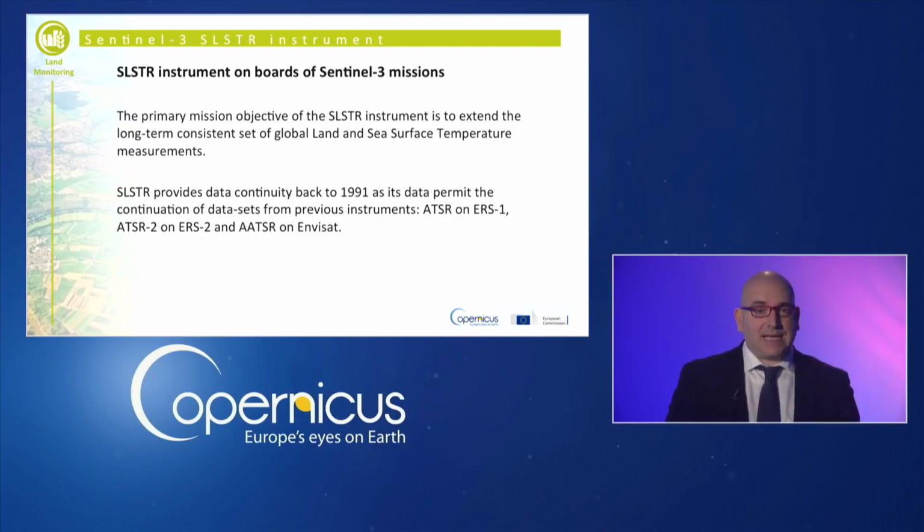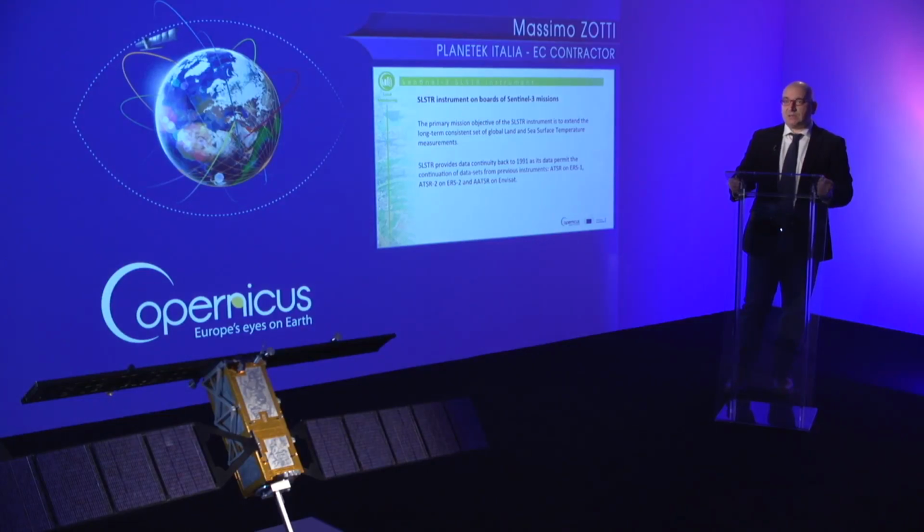The SLSTR instrument represents a continuation and extension of the previous ERS-1, ERS-2, and ENVISAT missions, which provided reference land and sea temperature measurement from 1991 to 2012. The SLSTR instrument incorporates the basic functionality of previous sensors, with the addition of some new, more advanced features.